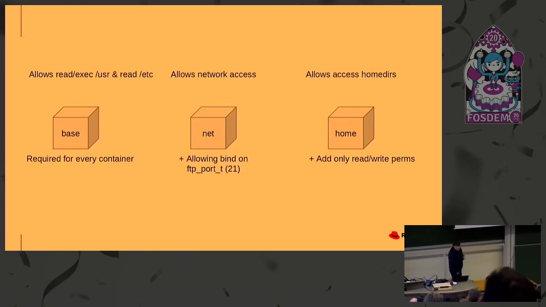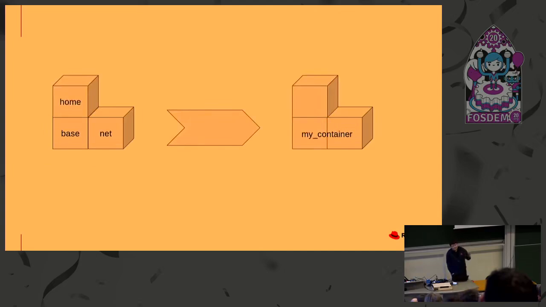which is base_container.cil. This is the base block, which is needed for reading and executing files in /usr and reading configuration files in /etc. Then we will use a net block, which we need for binding on TCP port 21, which is labeled as ftp_port. The next block is home, which we need for reading and writing to user home directories. Udica basically inherits the allow rules inside these blocks and generates a new SELinux policy with the name my_container.